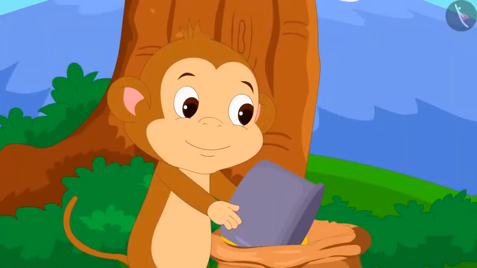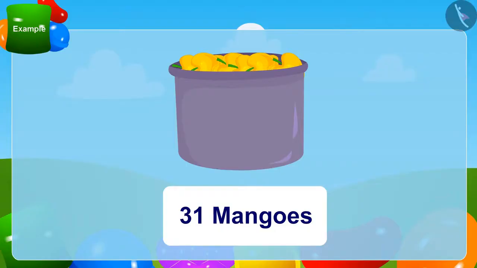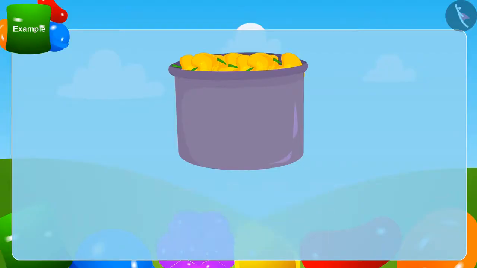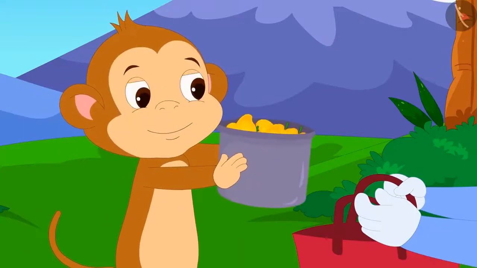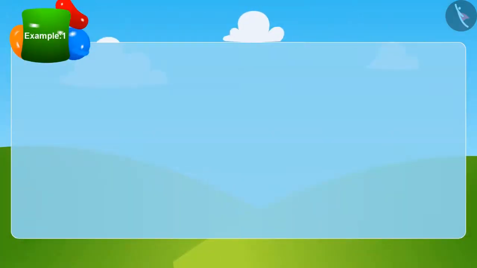Babban dipped the box in his big bag and took it out filled with mangoes. There were a total of 31 mangoes in the box. He put these mangoes in Bunny's bag. How many mangoes does Bunny have now? Come, let's add this together.